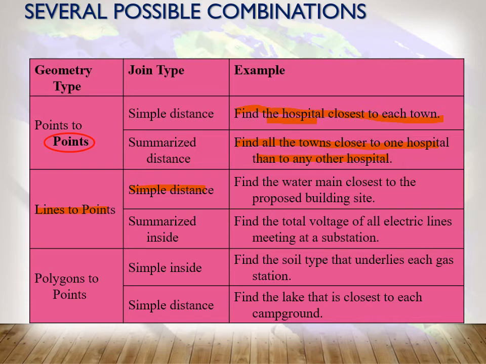Polygons to points, simple inside or simple distance. There are other options. Look at the table in the book. That gives you many more options, but that will help you to understand what to do. Because remember, there are 4 choices when we deal with this, but the geometry will dictate some of those choices. But the 4 choices are: you could do a simple inside, inside summarized, simple distance, or distance summarized.